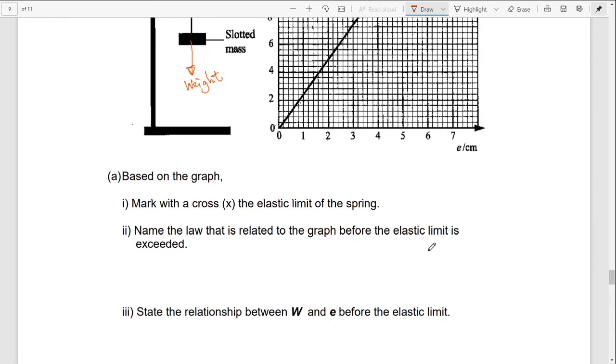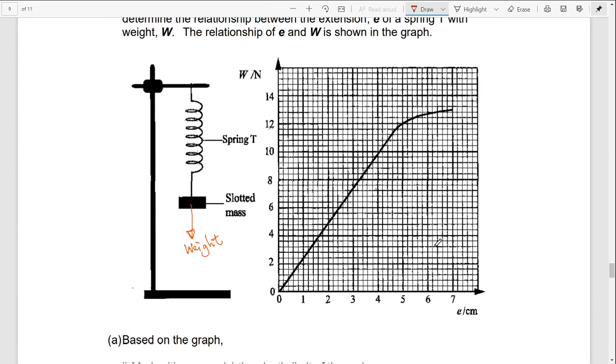So based on the graph, mark with a cross X the elastic limit of the spring. So where is our elastic limit? I have a graph here. This one seems to be a very straight line up to a point whereby the line starts to bend. So I can put here as my X. But you have to label it on the graph itself, not here. The moment the line starts to bend, that is where our elastic limit is.